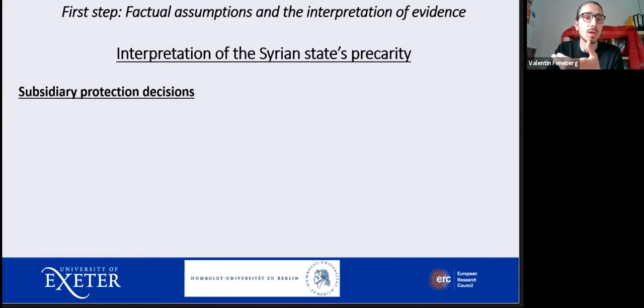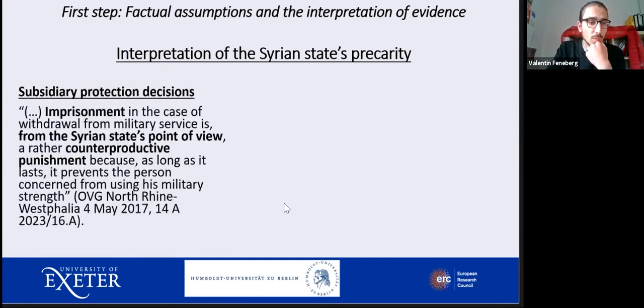to persecute them politically. I quote from one of these decisions: imprisonment in the case of withdrawal from military service is, from the Syrian state's point of view, a rather counterproductive punishment, because as long as it lasts, it prevents the person concerned from using his military strength.